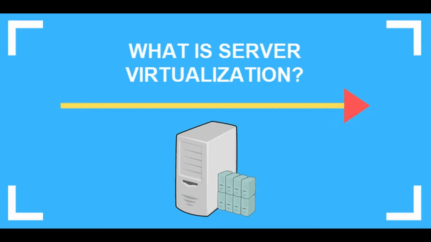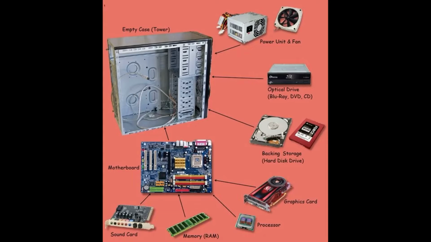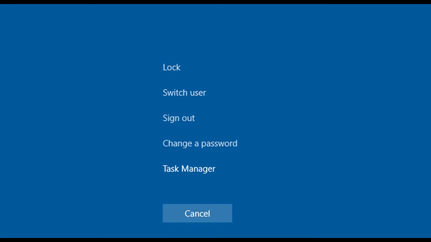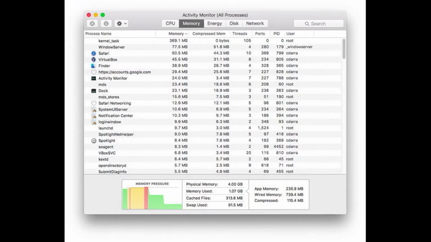It's difficult to understand the cloud without a good understanding of virtualization. To understand virtualization, consider the usage of resources on your computer. On Windows, you can do this by pressing Ctrl-Alt-Delete at the same time and then selecting Task Manager. On the Mac, you can access the Activity Monitor by pressing Ctrl-Alt-A.